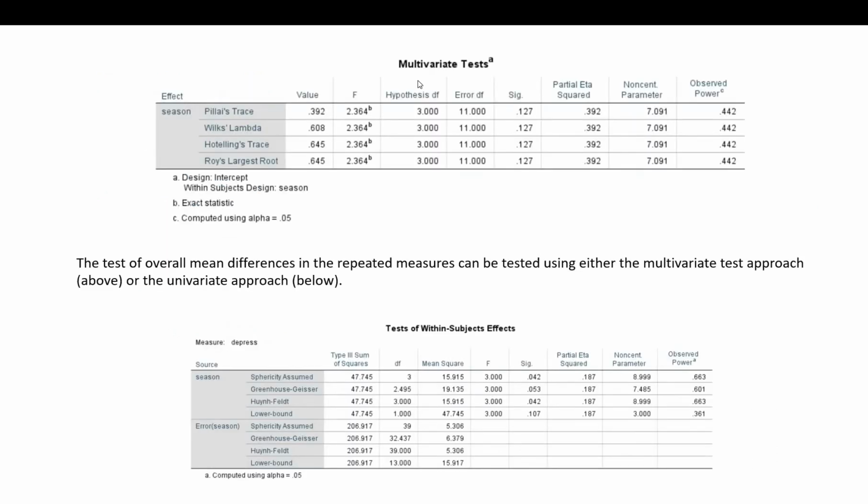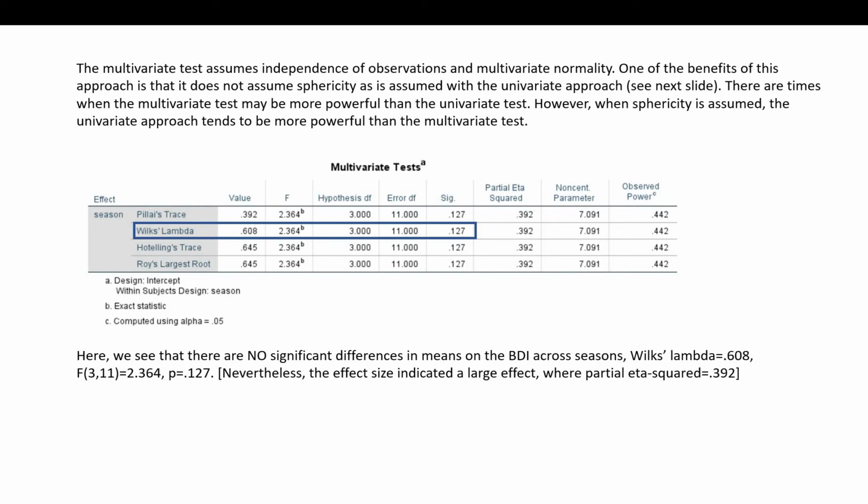So when we move then to our multivariate test result, you can see actually we've got two sets of tests that we could evaluate whether there are differences in Beck depression inventory scores over time. There's multivariate test results, and then down here we have univariate test results. So the multivariate test, just like the univariate tests, assumes independence of observations and multivariate normality. However, the multivariate test does not make an assumption, which is called sphericity, that the univariate approach does. And so I'll talk a little bit about sphericity shortly.